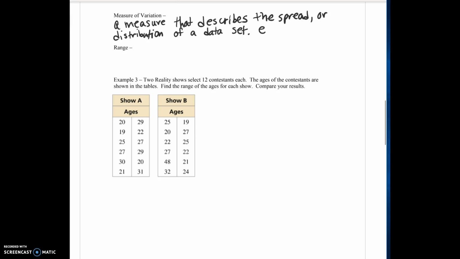And then, for example, we have range and standard deviation. Range you should already be familiar with. It's the difference of the greatest value and the least value.